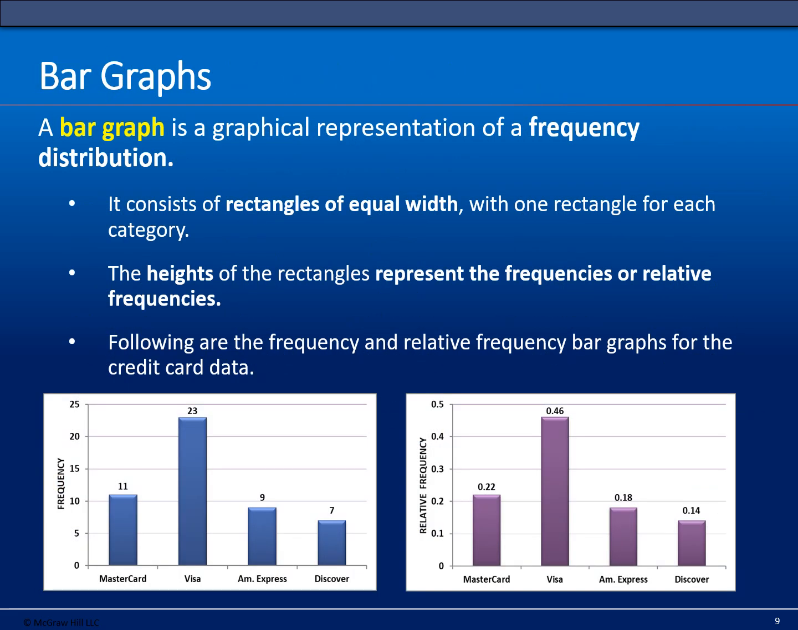Bar graphs are a graphical representation of a frequency distribution. This is our first bar graph. It consists of rectangles of equal width, each rectangle being a bar, with one rectangle for each category. The heights of the rectangles represent the frequencies, and that's what we have in the graph on the left, or they can represent the relative frequencies, and that's the graph on the right in purple.